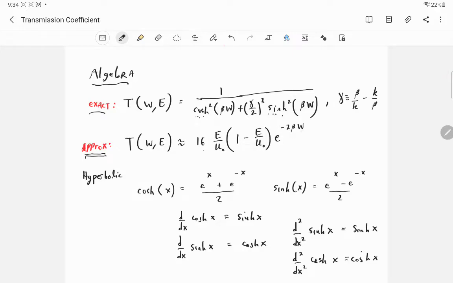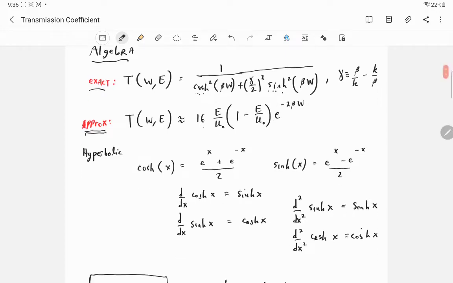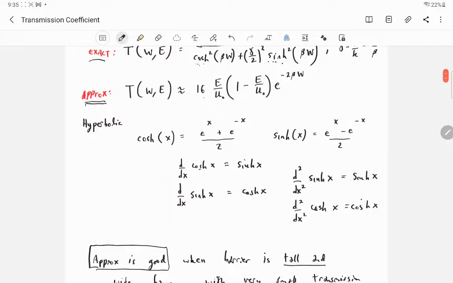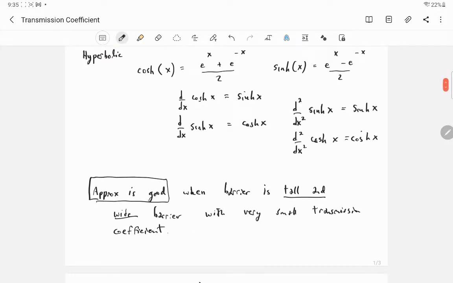All right. This approximation that I alluded to right here, this simple looking form, has an exponential that's width dependent. The only width dependence is in this exponential. There's no width dependence anywhere else in the other prefactors. But the approximation is good when the barrier is tall and the barrier is wide. So the approximation is good for the case of very small transmission coefficients.